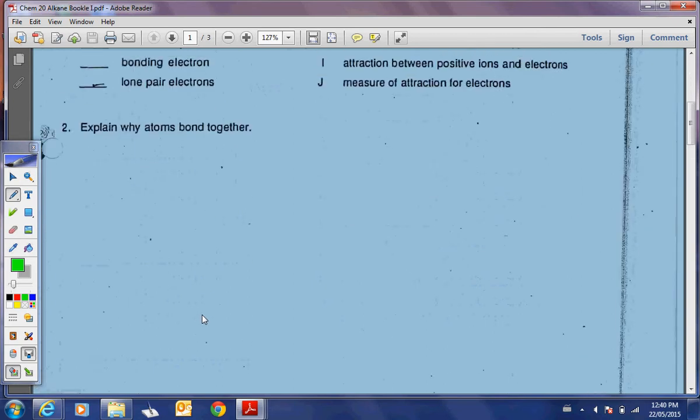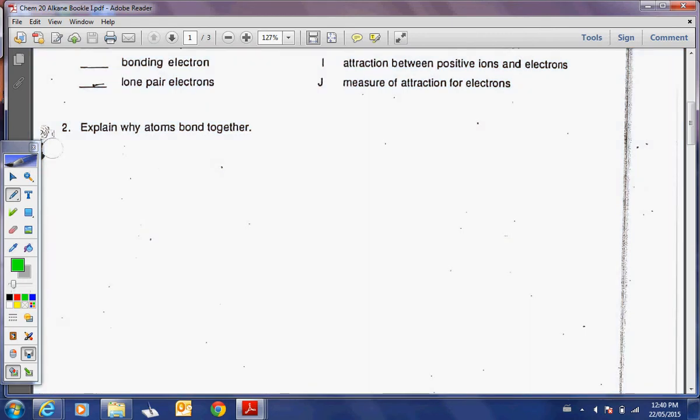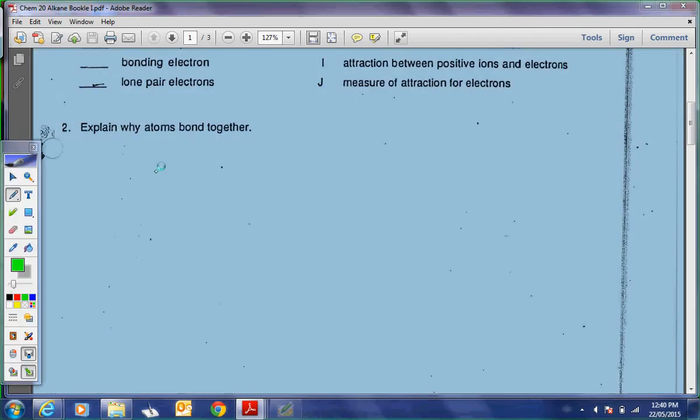Oh, wait a minute, number 2. Explain why atoms bond together. Why do atoms bond together? Come on, what's the key word I've been using loads this year? Make them more stable. Good. Very good, Gabby. Anyway, you write it down: to make them more stable.